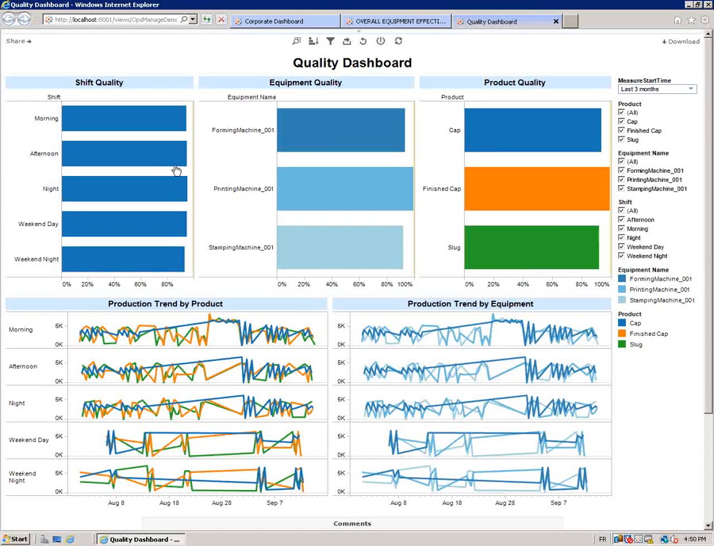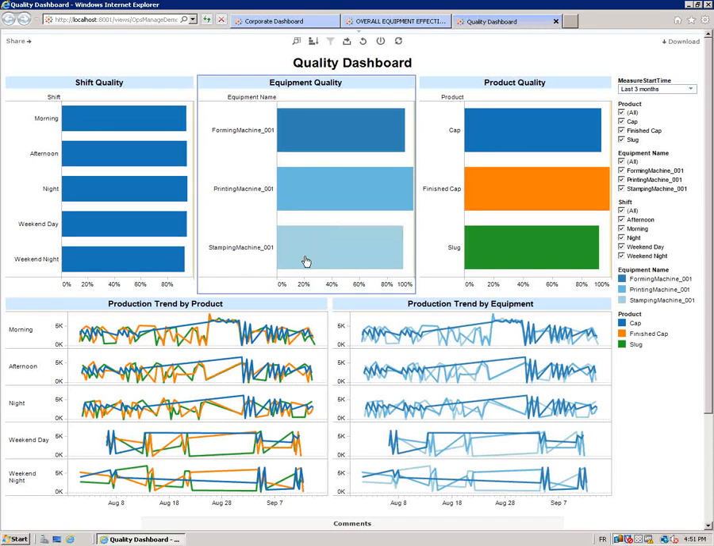So we have the quality by shift, then the quality by equipment and by product. And then we can see for each of the shifts what is the production trend by product and by equipment. So general information related to quality. Now looking at this, we see that the forming machine in particular has a quality of 93%. The printing machine is at 99, which is good, and the stamping machine is at 92. So something is going wrong in terms of quality for the forming and the stamping machine.